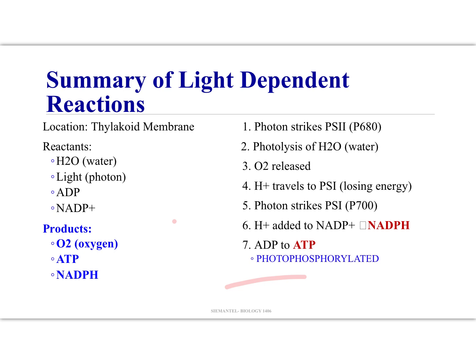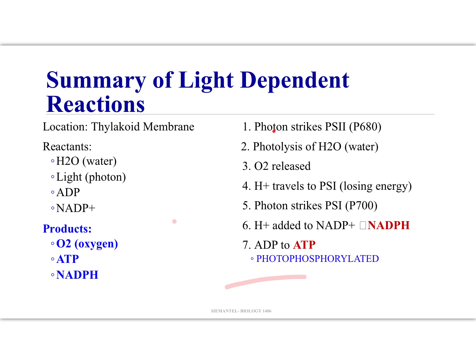Okay, so what are the products of the light-dependent reactions? What am I making? I'm going to make oxygen, I'm going to make ATP, and I'm going to make NADPH. And you're probably thinking, doesn't photosynthesis make glucose? Where's the glucose? Well, glucose, again, doesn't become a player until we get to the light-independent reactions.